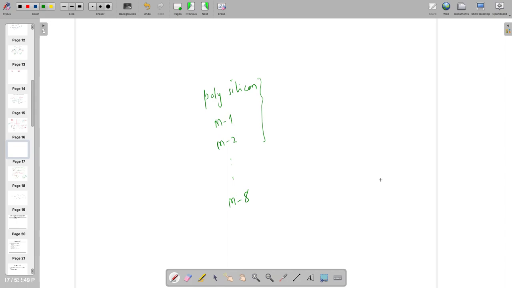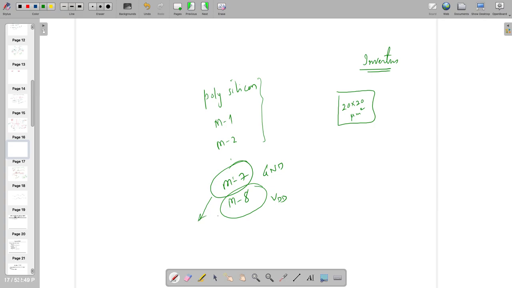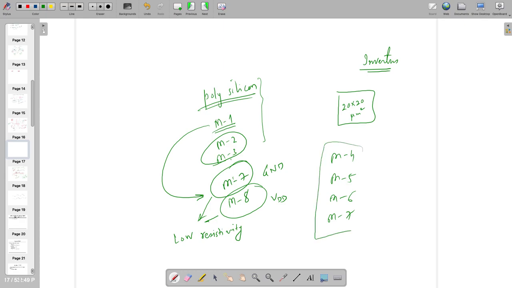But look, in some places, if you want to make just a chain of inverters which is consuming an area of 20 by 20 micrometer square, then in an inverter, how many metals are you going to use? Maybe metal 8 for VDD, metal 7 for ground. This we are using because of the low resistivity, right? It has low resistivity, so we want to use that. But other metals, we can go till polysilicon, and metal 1 I am generally using for VDD to ground connection, and I am using metal 2 and metal 3. Metal 4, 5, 6 and 7 are not used at all. So that's a problem. You will get DRC errors.